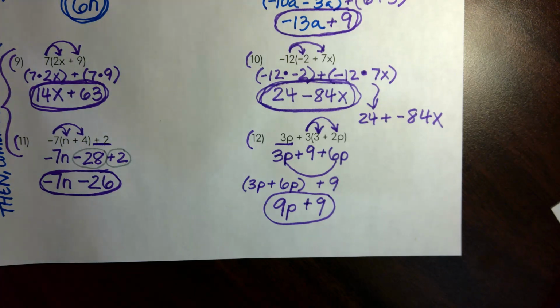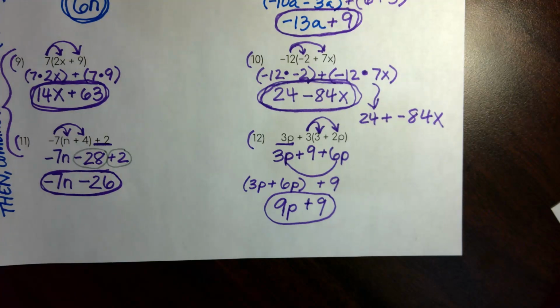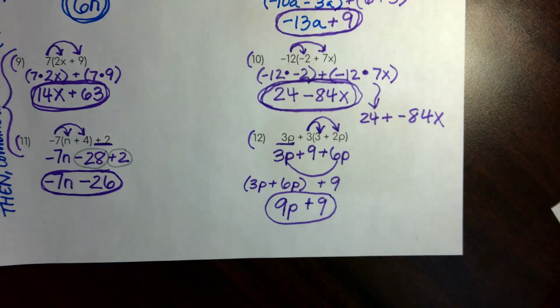So first you did 3 plus 2 in the parentheses, and then you did 3 times 5 to get 15. So we have to be super careful, and remember, there's no p on that 3. So we can't combine those. My question is, when you took the first arrow, the 3 to the other 3, and then the 3 to the 2p, why didn't you take the first 3p to the 2p? Because this is not in the parentheses.